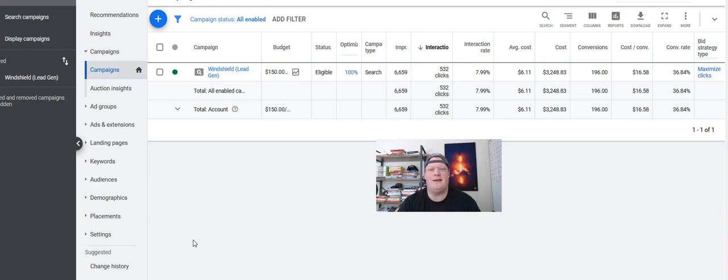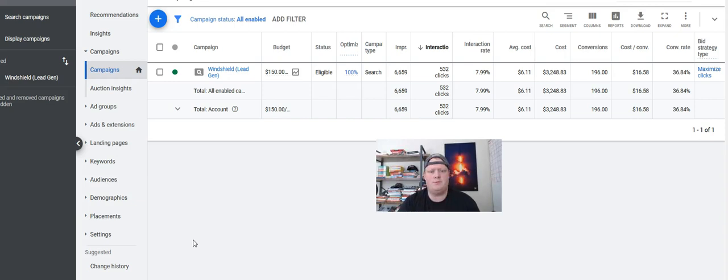They've gotten 196 leads in the last 30 days. Cost per lead is about $17, $16.58, and almost a 37% conversion rate in the campaign. So what is a conversion rate? Conversion rate is the percentage of people that click that actually become a lead. Most of the time you're going to see conversion rates of 5, 10, maybe 15%. Ours is at almost 37%. So very high. What that means is we're very efficient with the ad budget that we use.